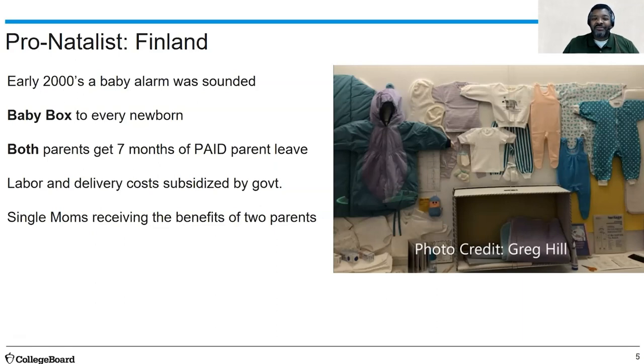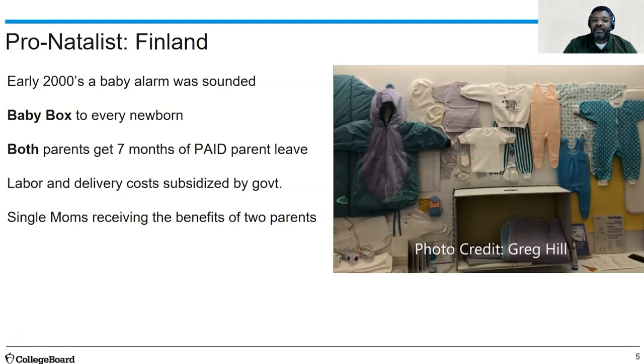Both parents get 7 months of paid parent leave. Usually, the mother starts out the first 7 months, and then the last 7 months is the father staying home. Labor and delivery costs are subsidized by the government. In the United States, for example, a newborn would cost a couple upwards of 14 to 20 plus $1,000, particularly without insurance. In Finland, the cost for labor and delivery for a newborn is about $375.